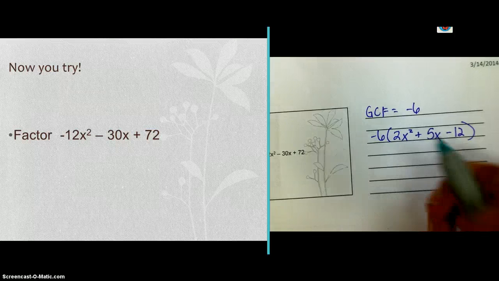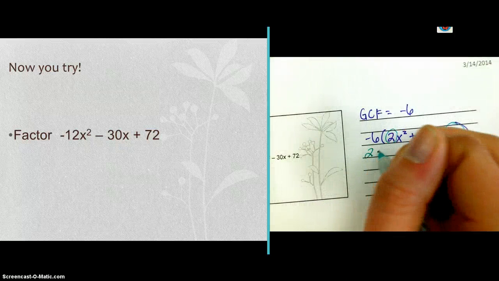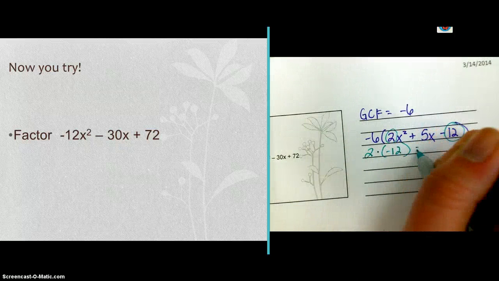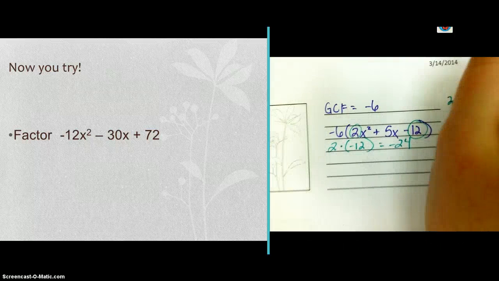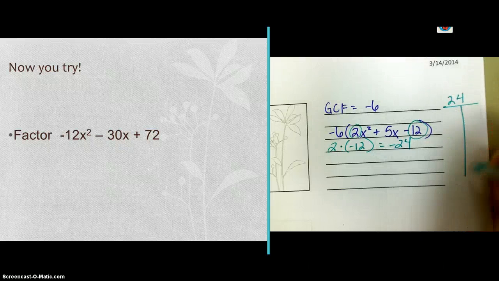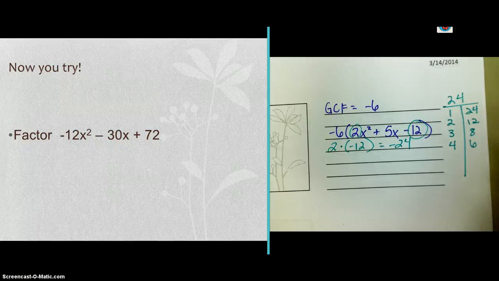I want to multiply my a term and my c term. When I do that, I have 2 times negative 12 gives me negative 24. So I want to find the factors of 24. I have 1 and 24, 2 and 12, 3 and 8, 4 and 6. 5 is the only number left for me to check before I repeat, and 5 doesn't go into 24.